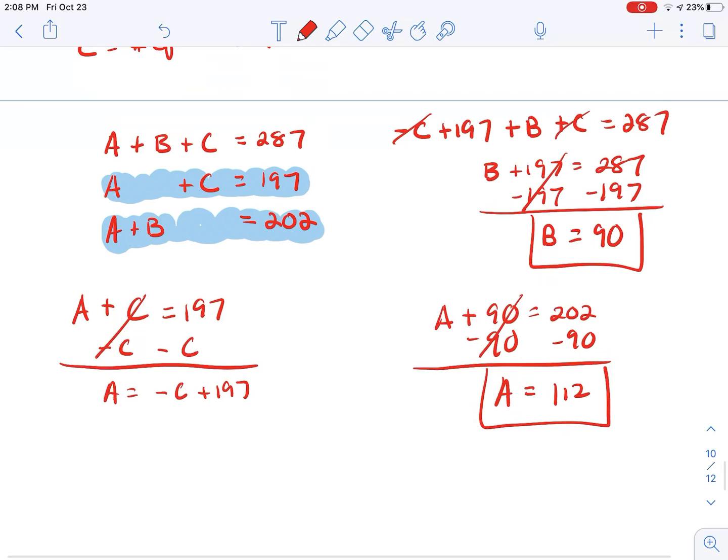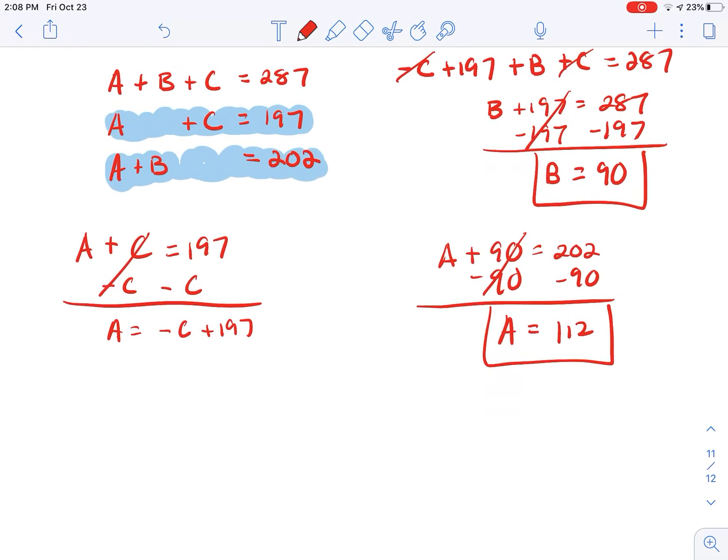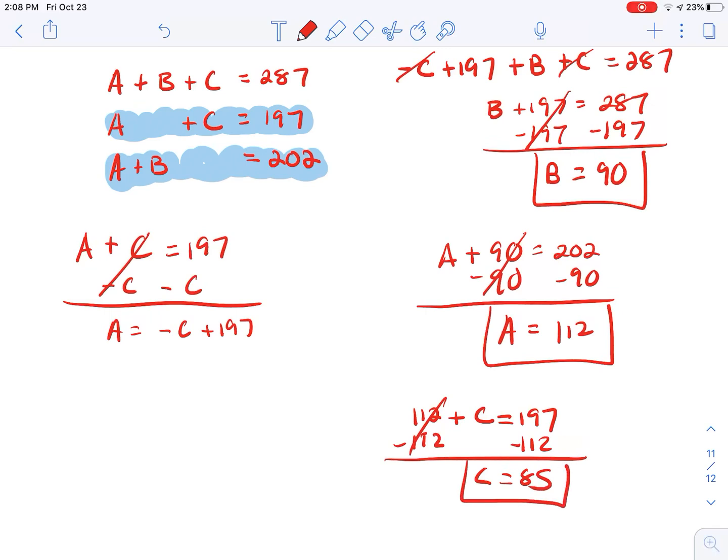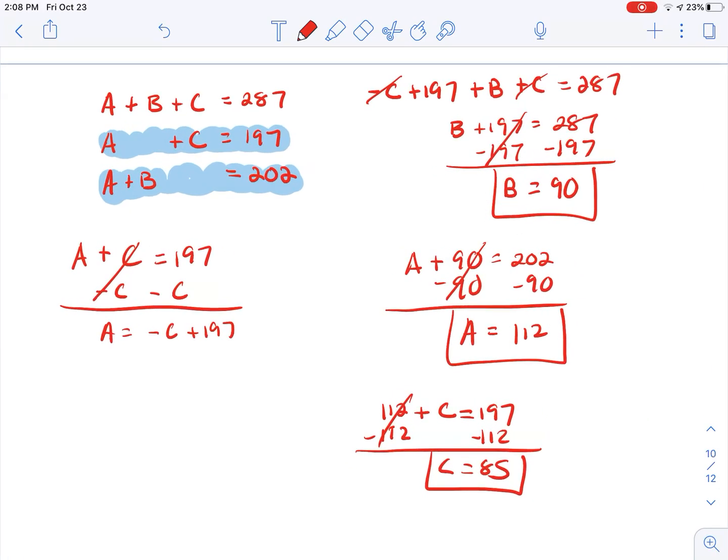And so last but not least, I have to find my C. So I can substitute it into either equation 1 or equation 2, but I'm going to be strategic again, and I'm going to plug it into equation 2, which is 112 plus C is equal to 197. So if I subtract 112 from both sides, I get C is equal to 197 minus 112, which is 85. So what does my answer tell me? Well, A produces 112 bolts per hour, B produces 90 bolts per hour, and C produces 85 bolts per hour.